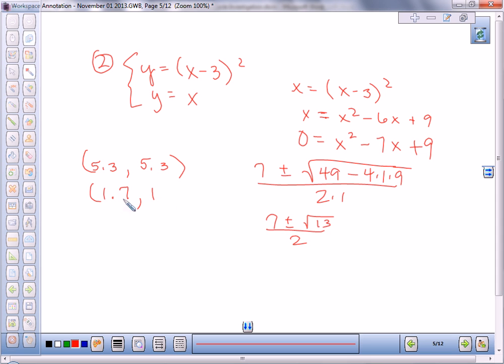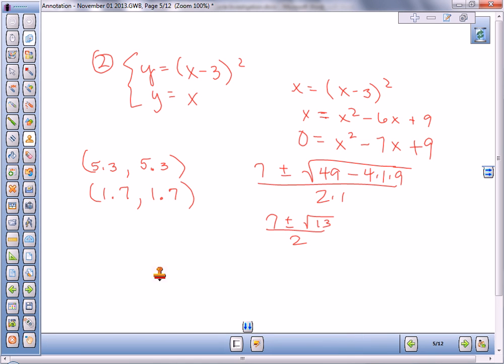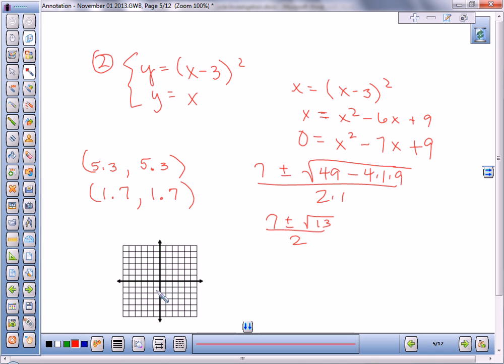Okay, so these are my two intersections. Now, if I graphed it, would it show that they intersect in two spots? Yeah, it should. I just did it mathematically, so if I graphed it, it should show the same thing. So we'd go over here to x minus 3. We would sketch in the parabola, draw in the line, and we should see that it intersects in two places.